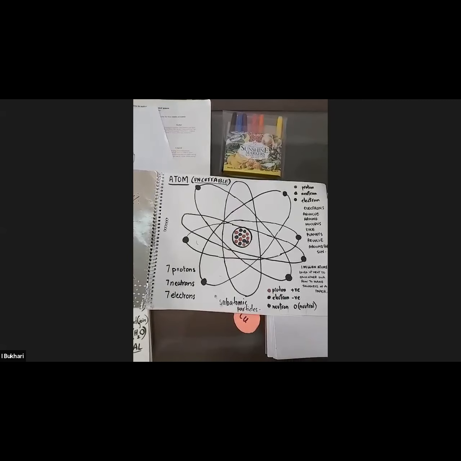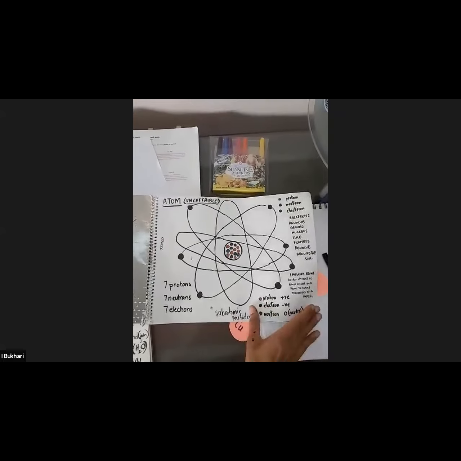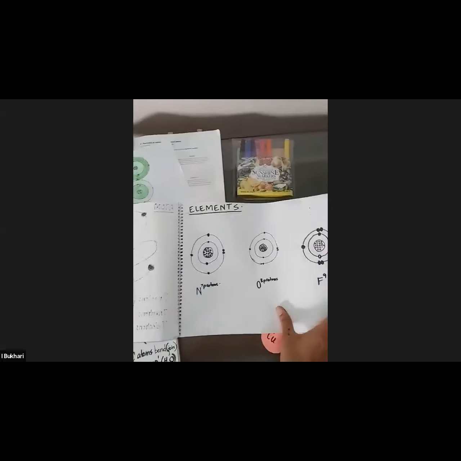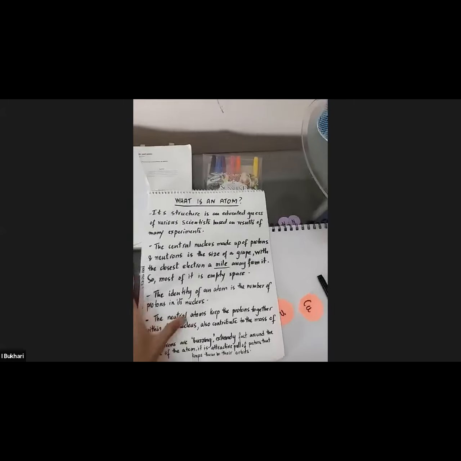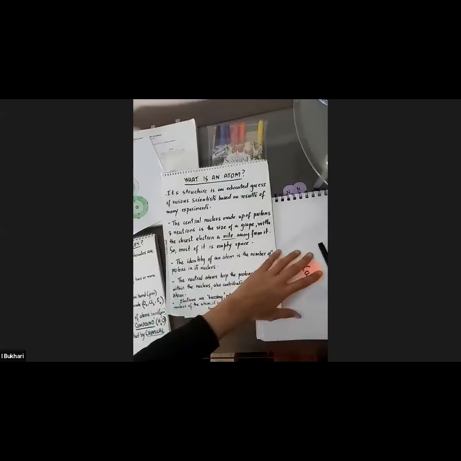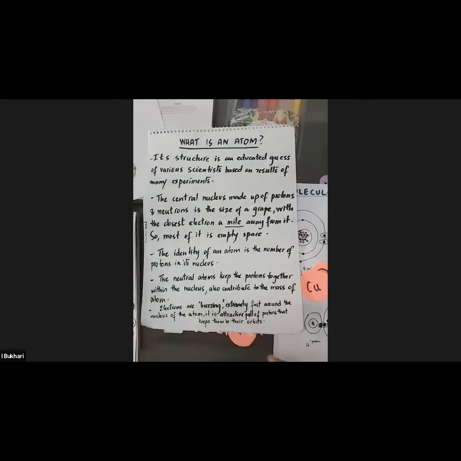Can everybody hear me? Because I'm constantly getting this complaint that students cannot hear me. Okay. Okay. So when we talk about the mass of an atom, remember, it is only the mass of proton and neutron. Yeah, okay, thank you very much, Shaheer.